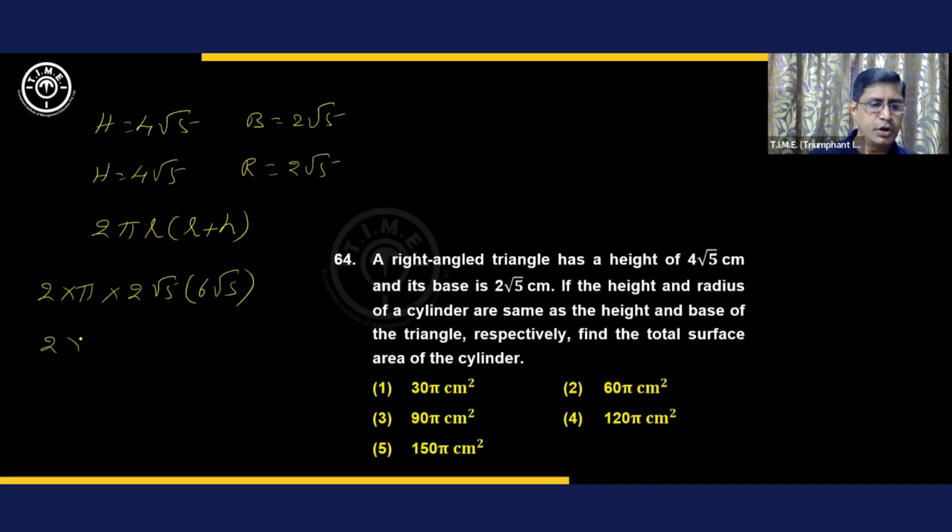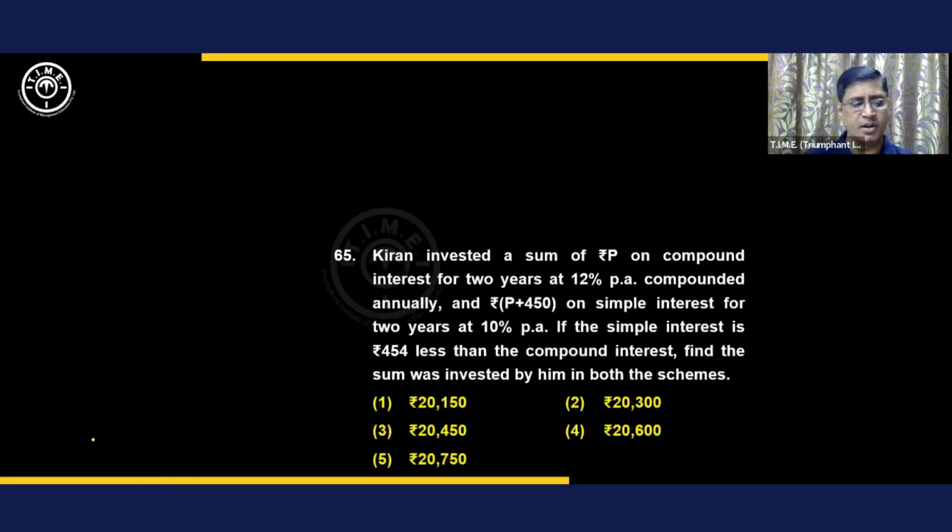My dear students, 2 into π into 2 into 6, 12. √5 into √5, that is 5. π into 12, that is 60. So 60 into 2, 120π square centimeters. Right choice, option number 4. Choice 4 is the right answer. Now look at the next example on your screen.